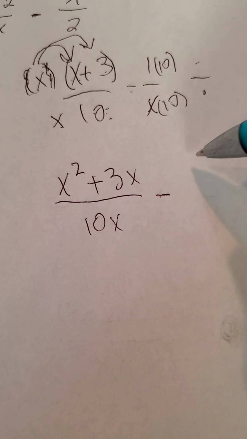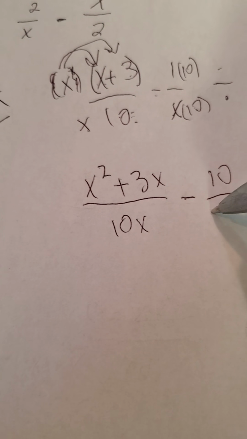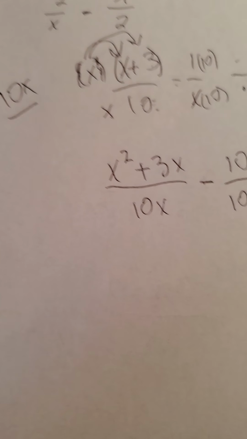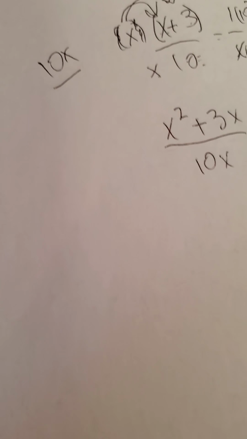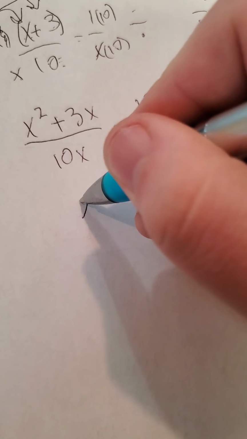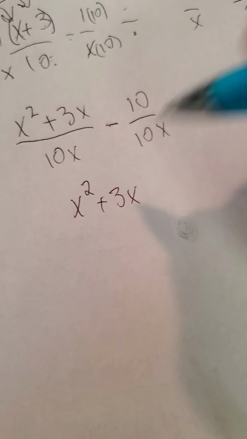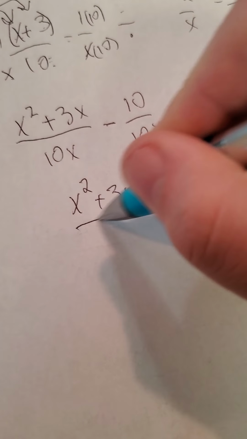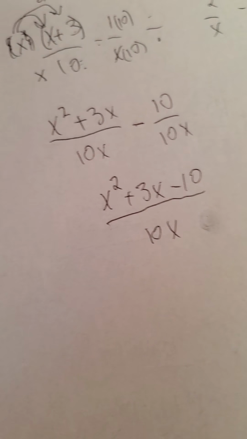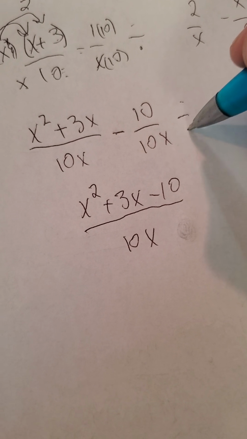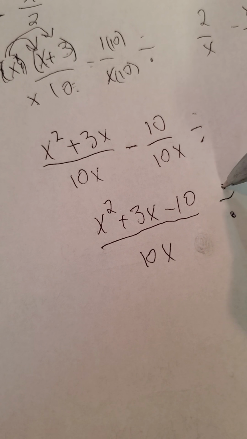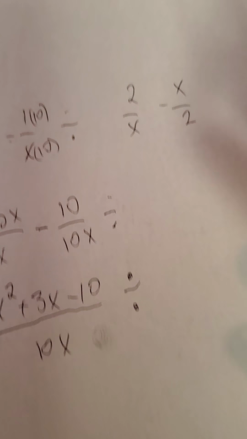All right, 10 times 1, well, that'll give me 10 over LCM 10x. And now I can put these two together because the bottoms are the same. So I will have x squared plus 3x minus 10 all over my LCM of 10x. And just for organization purposes, let's keep bringing down the division sign. All right, don't want to forget that.